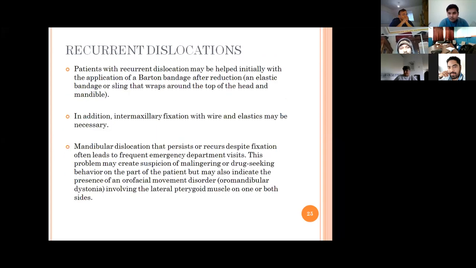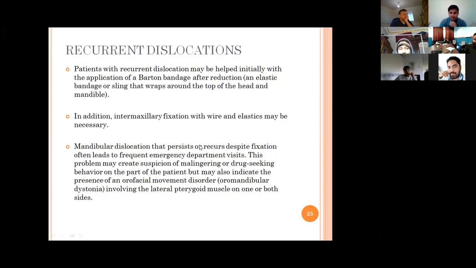So some people can have recurrent TMJ dislocation. Patients with recurrent dislocation may be helped initially with the application of a Barton bandage. I'm sorry, I forgot to put the picture of it, but I think most of you have seen it. After reduction, this is a sling that wraps around the top of the head and mandible and keeps the mandible in place. In addition, intermaxillary fixation with wire and elastics may be necessary, but we can't do that in the ED.